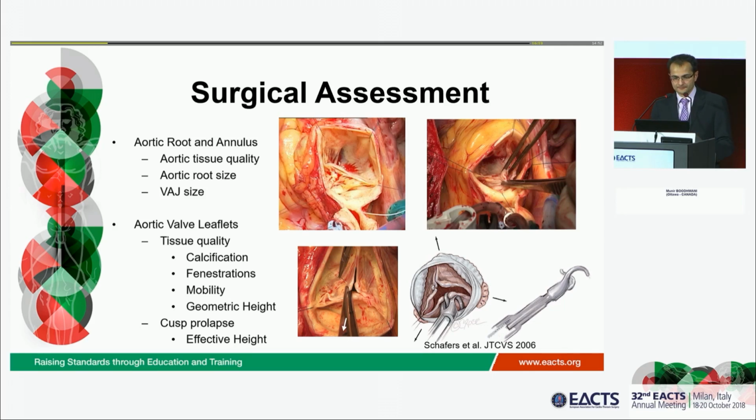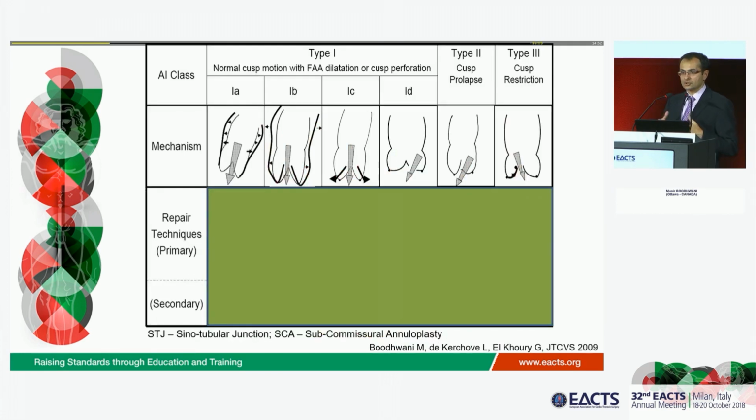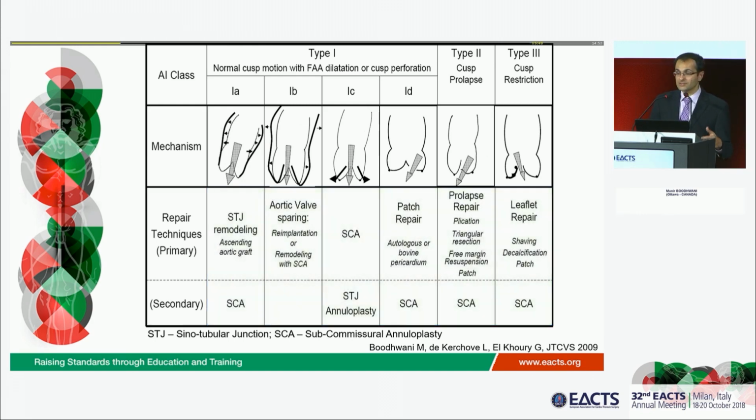At the end of echocardiographic assessment and surgical assessment, what we want to arrive at is an understanding of why this valve is leaking. And this is where a framework like this one can be useful to determine whether the primary problem is an annular problem at the sinotubular junction, at the VAJ level, or at the aortic root level, whether this is a cusp prolapse issue or cusp restriction issue. And knowing the mechanism or mechanisms involved will allow you to then choose the techniques that might be appropriate for that particular valve.